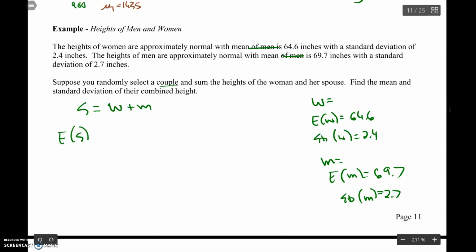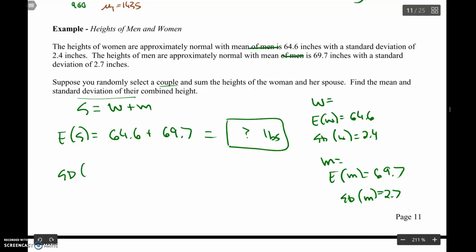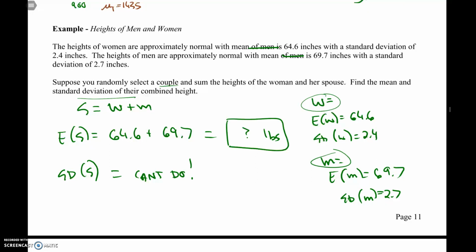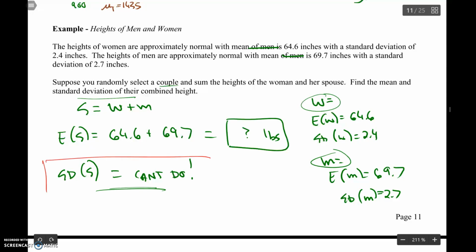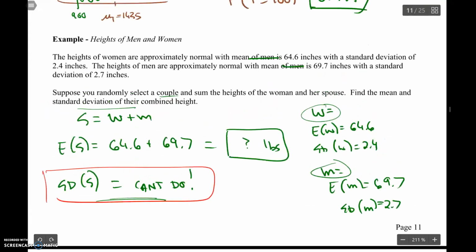So the expected value of S is simply the 64.6 plus the 69.7, whatever that is, inches. The standard deviation of their combined height, can't do. Can't do it because the heights of the men and the women are not independent. We're selecting them as a couple. The guy's height is going to influence the girl's height. The girl's height is going to influence the guy's height. They're not independent, so we really don't know how to calculate that standard deviation. By the way, there is a way to do it. It's just beyond the scope of this course, and you also need some more information.